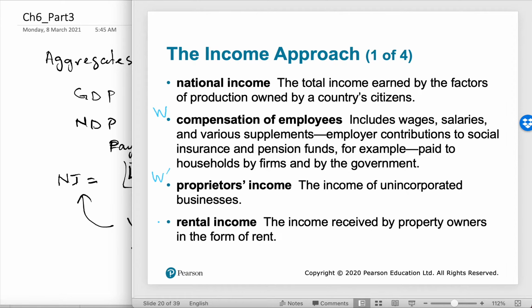Rental income, this is payment to the land, and we called it R already. So it is the income received by property owners in the form of rent. It can be property, or it can be anything which is related to the land. Its payment is referred to as rental income. It's like you are renting a house, and the landlord receives the rent. So that's one type of rent.